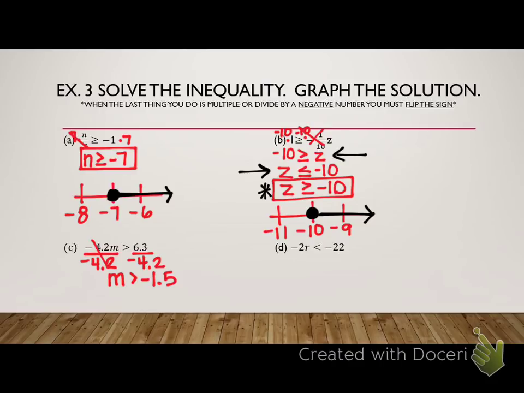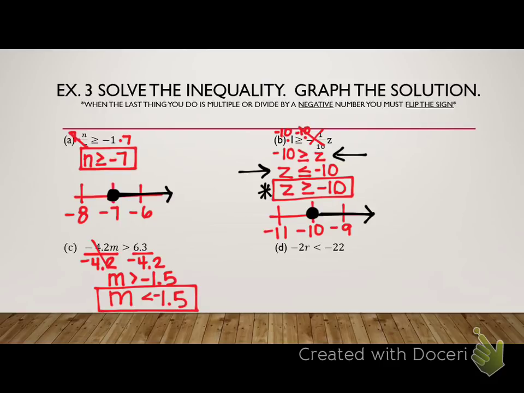The last thing I did to get m by itself, I divided both sides by a -4.2. So once again, we do have to make sure that we flip the sign and we get m is less than -1.5.